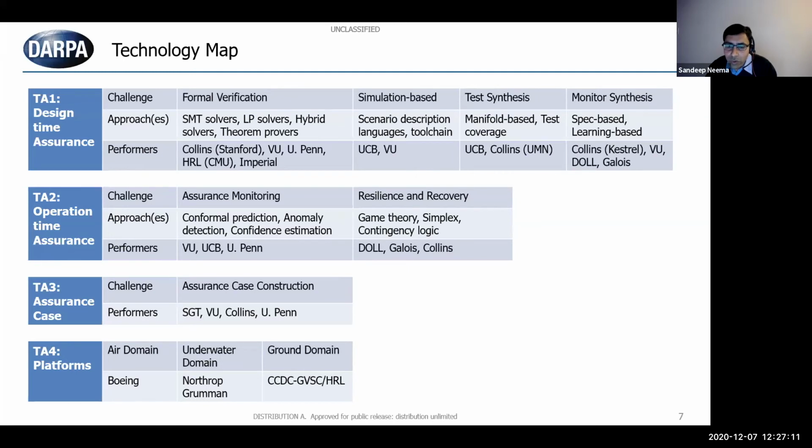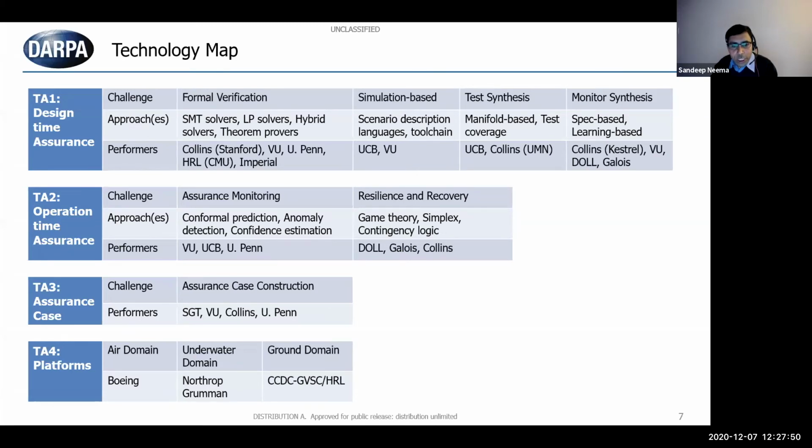And here some work from Claire using game theoretic approaches, simplex architectures when detecting when things are not working right and switching to a different controller. It's from Collins. And then some of the contingency logic work that Collins is also working on. On the TA3 side, so this is actually building assurance cases and building assurance cases to link them with machine learning algorithms. A group that's affiliated with NASA Ames, SGT, that works on that problem. Then a couple other performers are building tools in that space and our platforms.